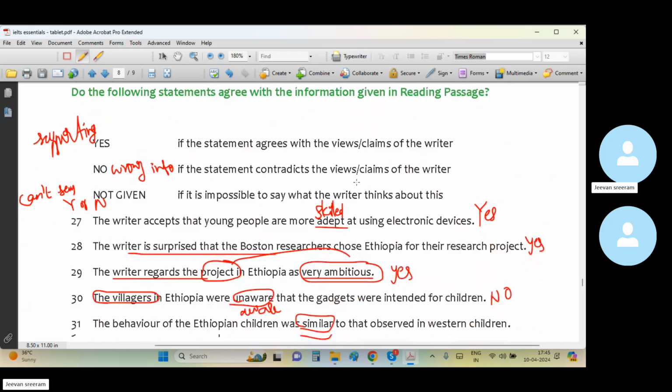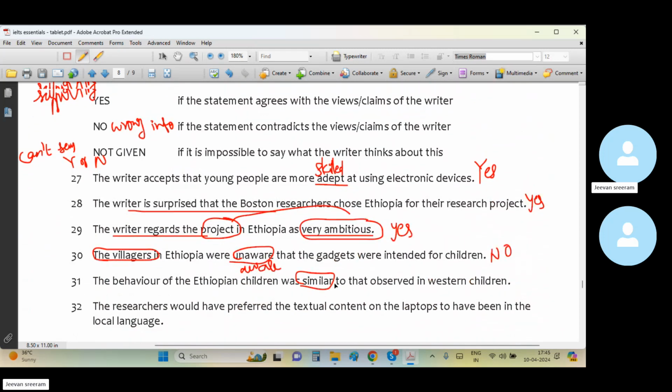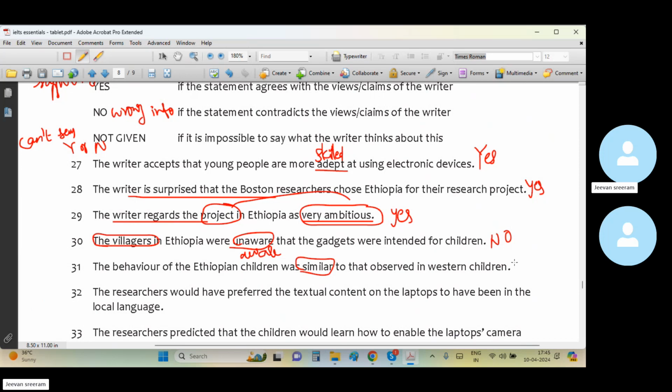So what do you have to do with this? Is it really similar? No. So what's the answer? No.